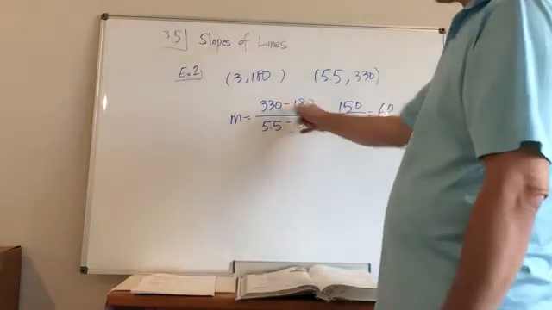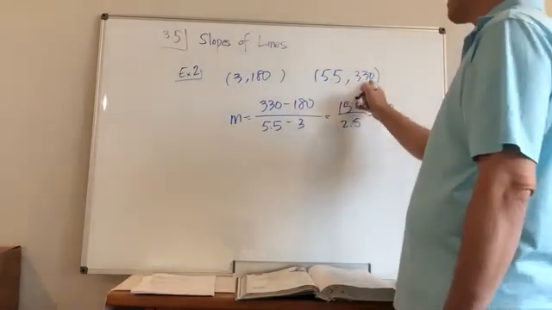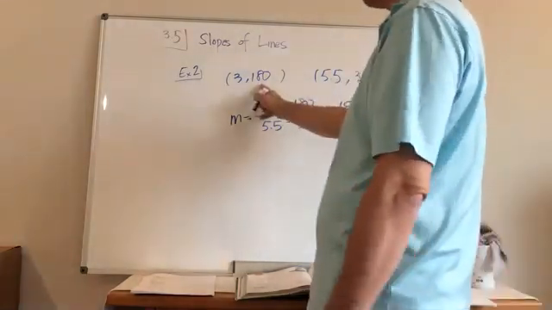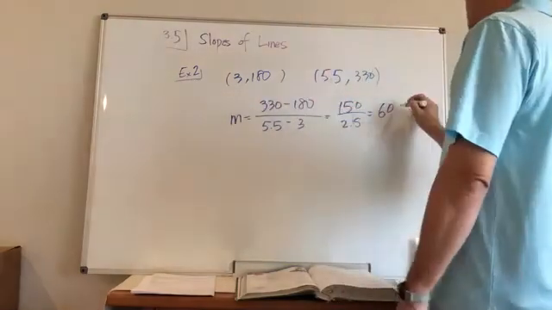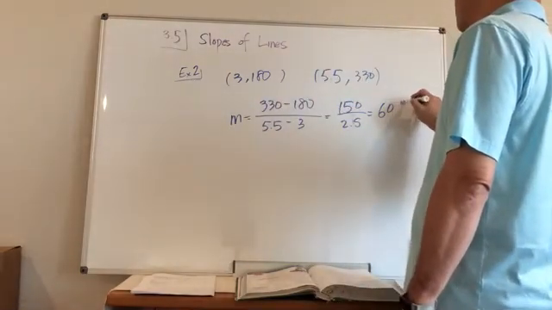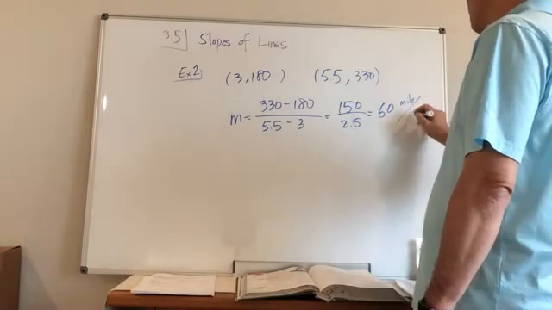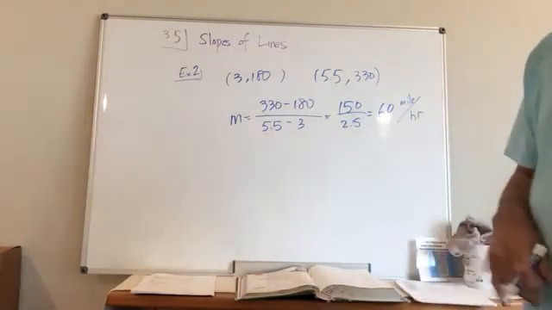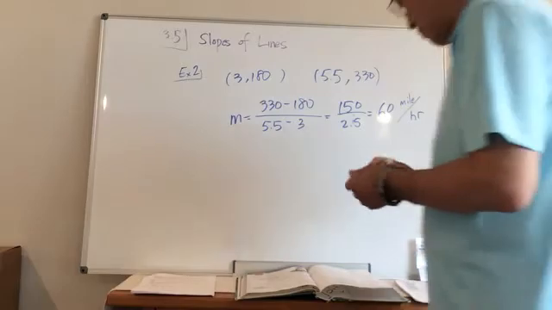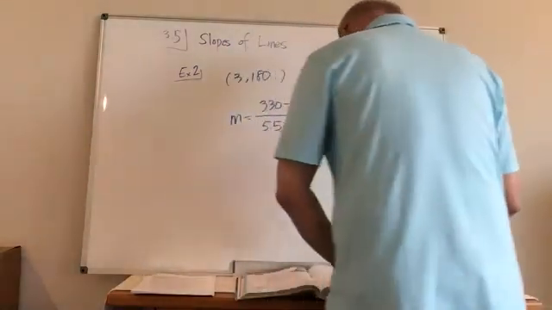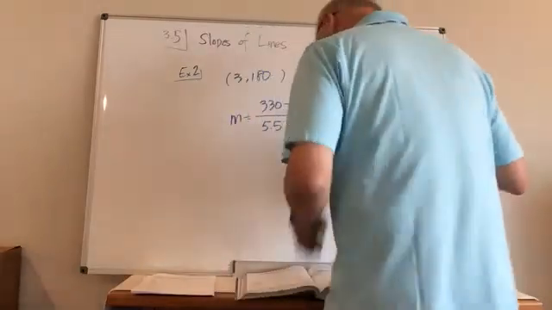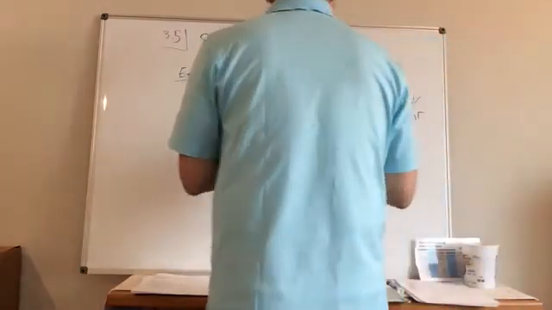And on the top, you had miles, because it's 330 miles away, 180 miles away. And the bottom, you had hours. So this is going to be miles per hour, the speed, right? Okay, so that's that. Flip the page. Let's go on the top of page 184.